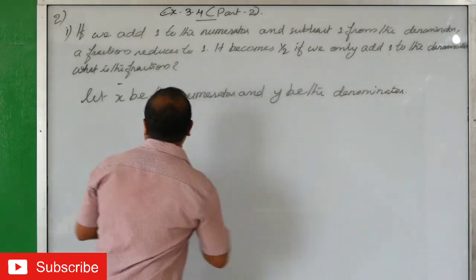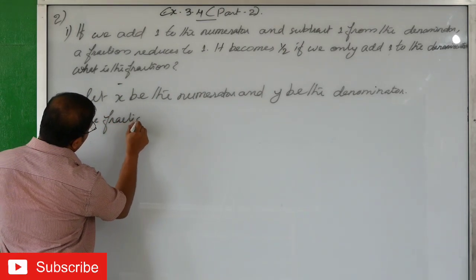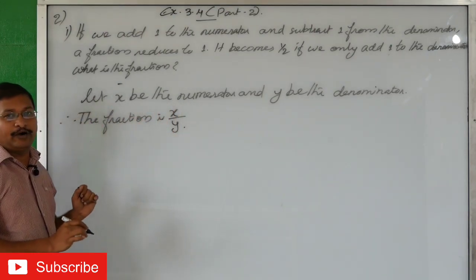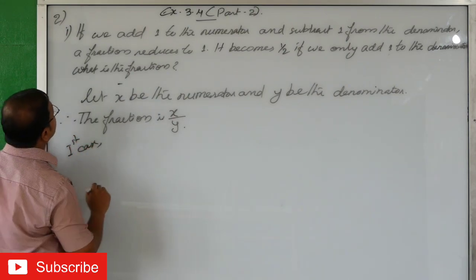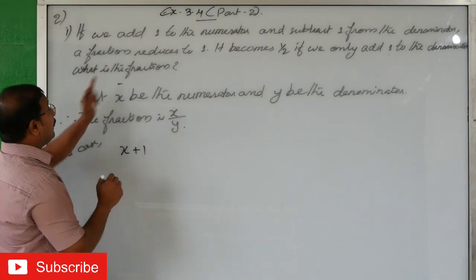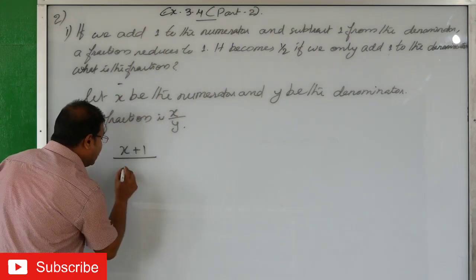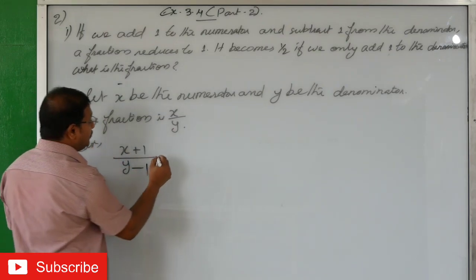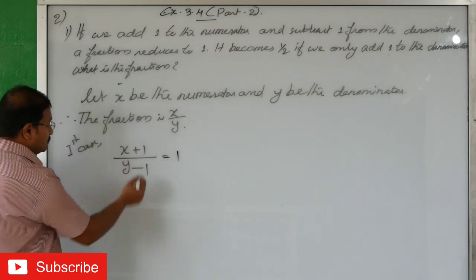Ready? Therefore, the fraction is numerator divided by denominator. That means x by y. Now, what is the condition? First case, what will you do? If we add 1 to the numerator, that means x plus 1. If you subtract 1 from the denominator, that means divided by y minus 1. It will convert into 1. The fraction becomes 1.